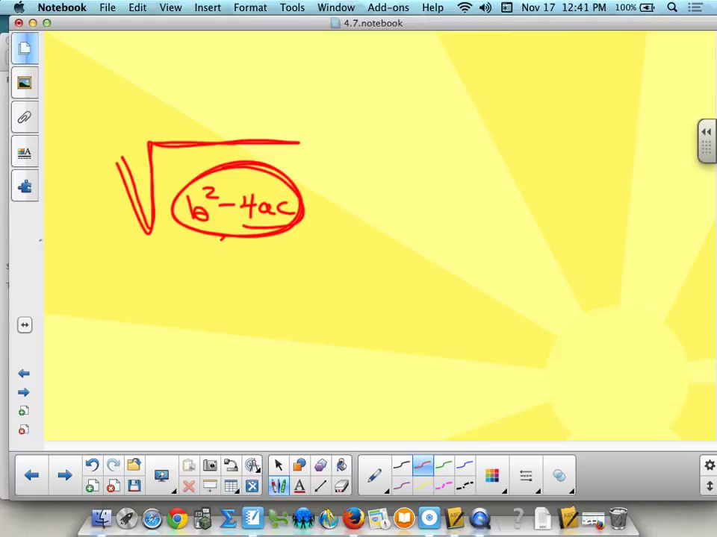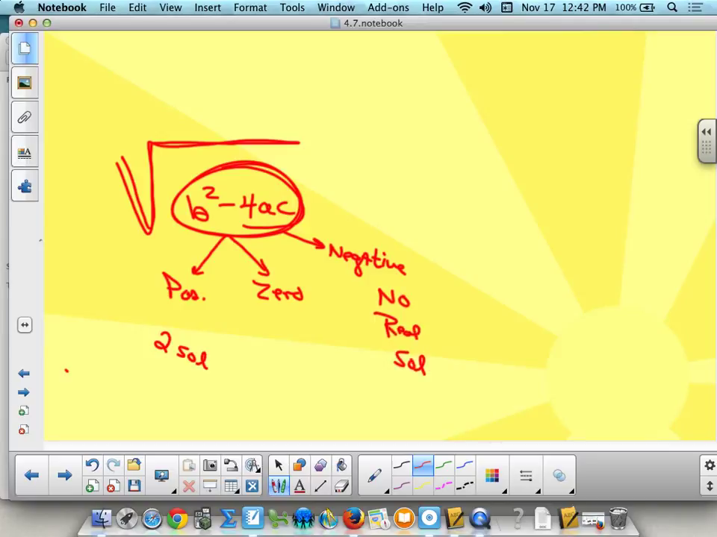Yeah. And if this is what? If it's positive, it has two solutions. If it's zero, it has one. And if it's a negative, it has no real solutions. Okay, so he says basically, he put it together what we just did. If the number inside the radical is negative, you say what? No real solutions, right? If it's zero, what? One solution. Okay, if it's positive, it's two solutions, right? That's all it was.